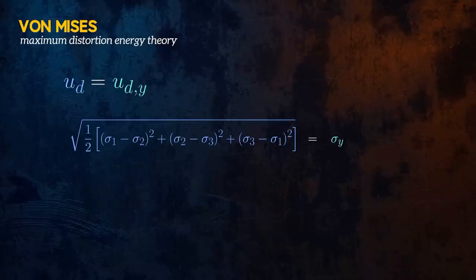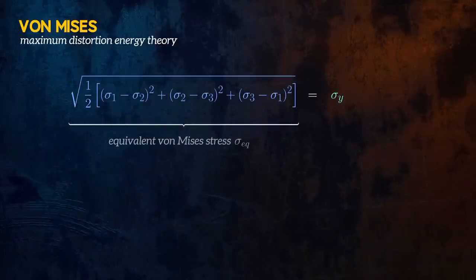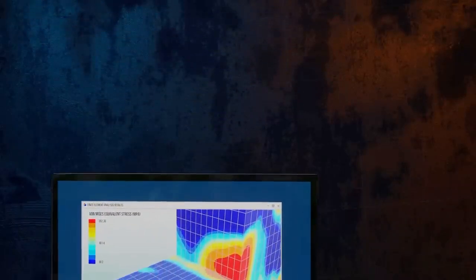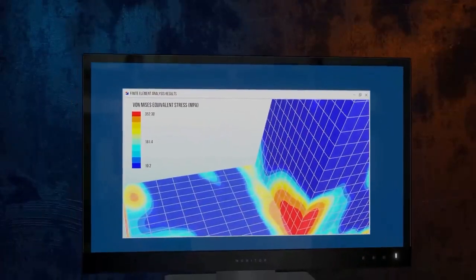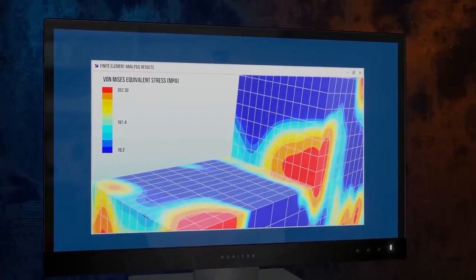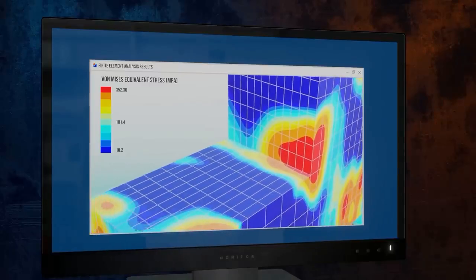Again, we can see that this theory considers the difference between principal stresses and so is independent of the hydrostatic stress. The term on the left is often called the equivalent von Mises stress. If it is larger than the yield strength of the material, yielding is predicted to have occurred. The equivalent von Mises stress is a common output from stress analysis performed using the finite element method. Contour plots are typically generated to show the distribution of the von Mises equivalent stress within a component, as these allow areas at risk of yielding to be identified.